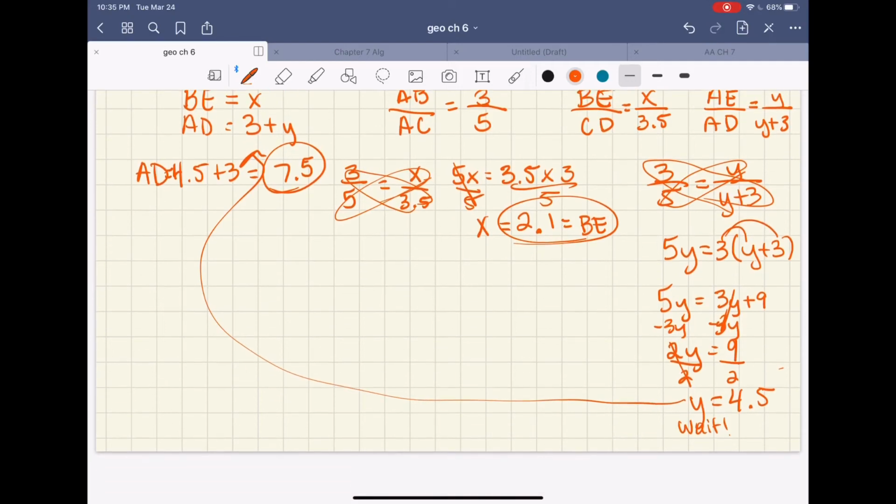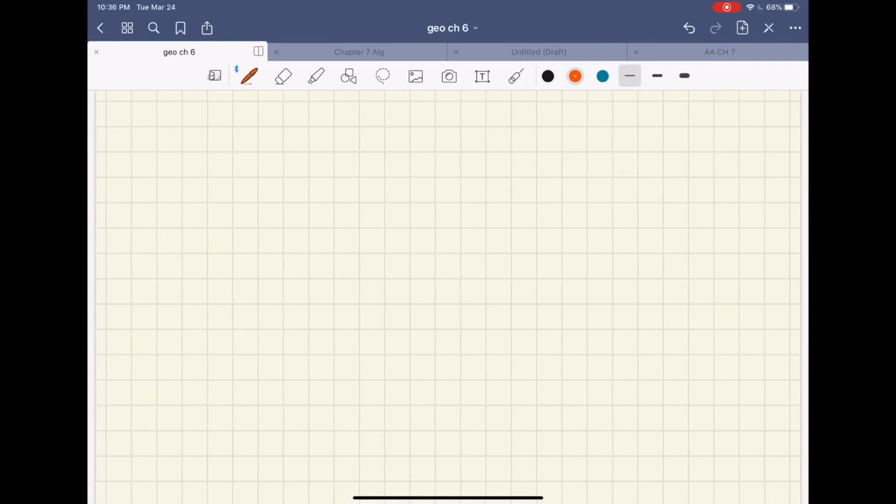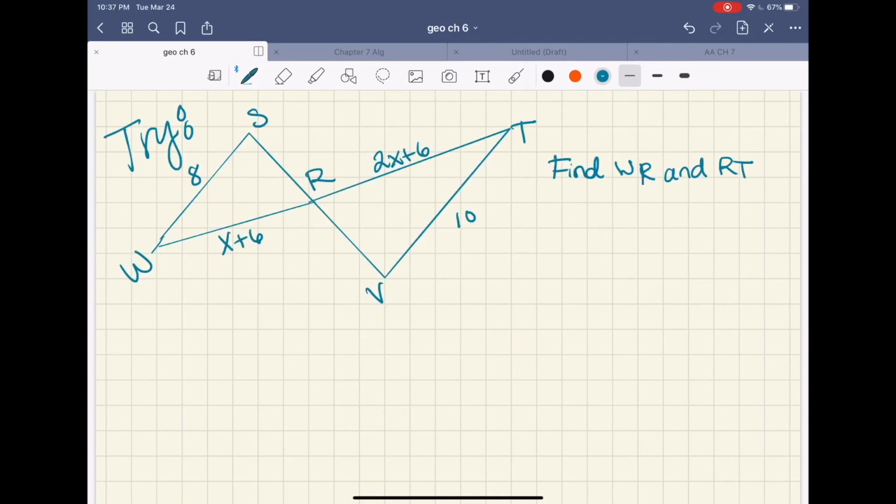Alright, I'm gonna give you one of these to try because I think you've got a handle on this. So find WR and RT. That's going to be your goal. To do that, we're going to have to solve for X. And you can probably guess we are going to be needing to create a proportion.